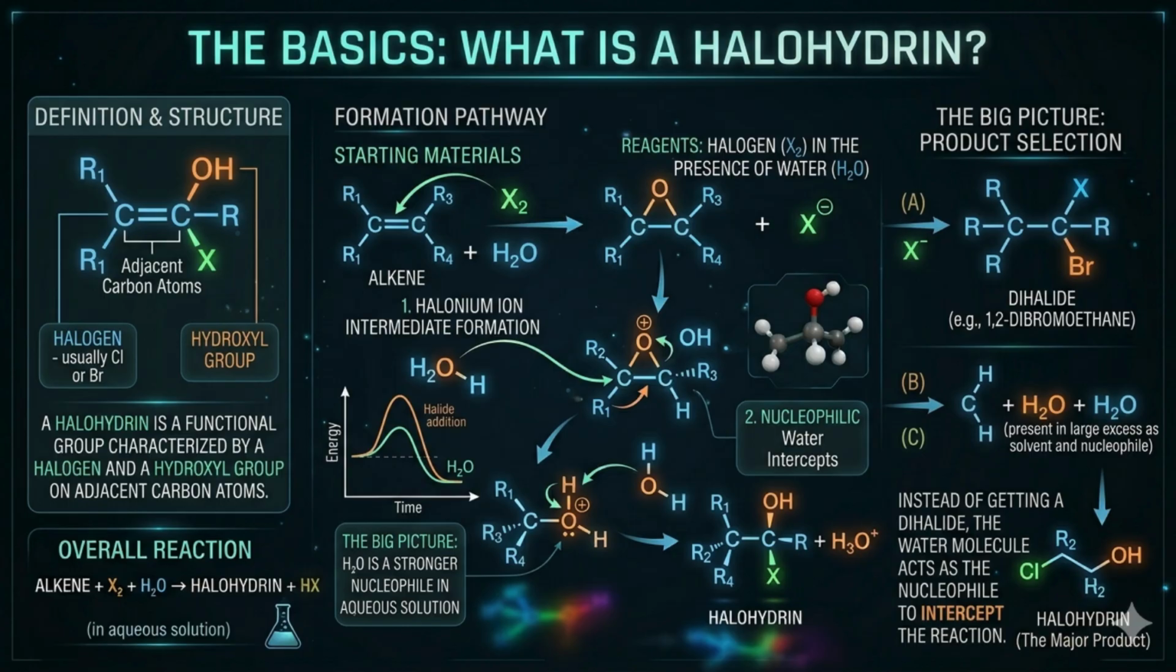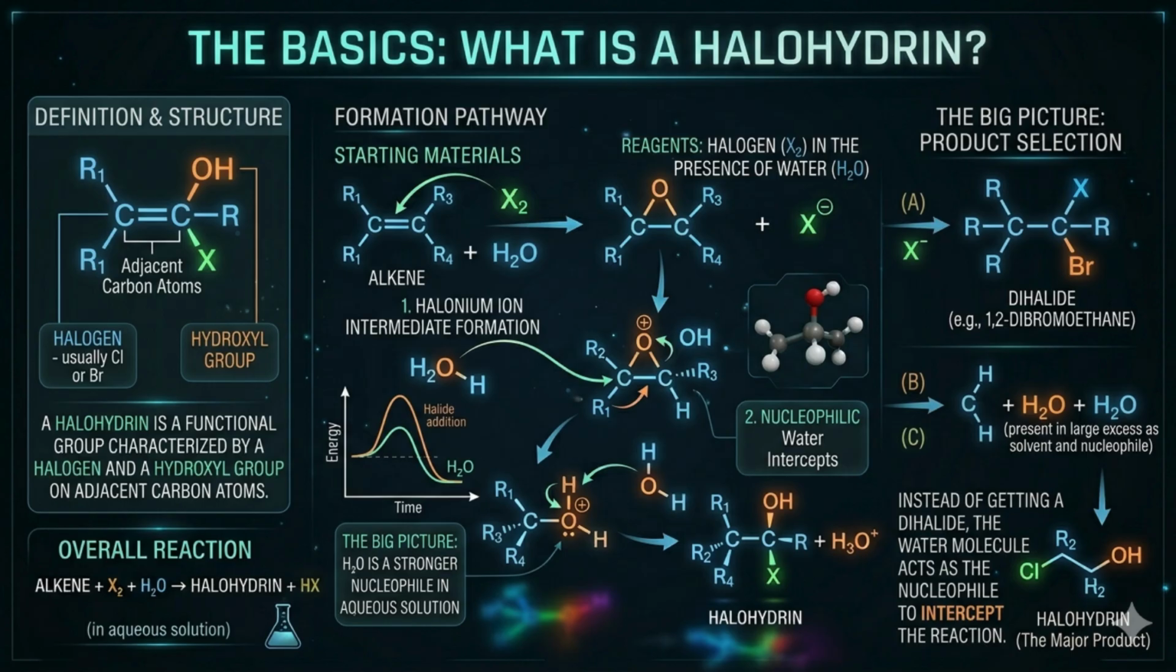In the center, we see the formation pathway. The reaction begins with an alkene reacting with a halogen in the presence of water. Step 1 is the formation of the halonium ion intermediate. This cyclic structure is high energy and very reactive, setting the stage for the next player to enter the scene. This is where the magic happens.